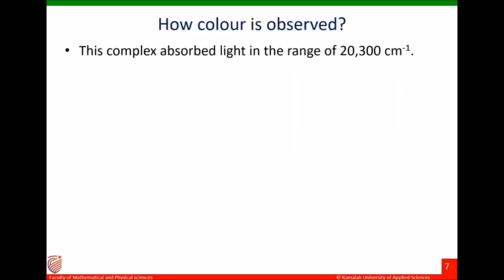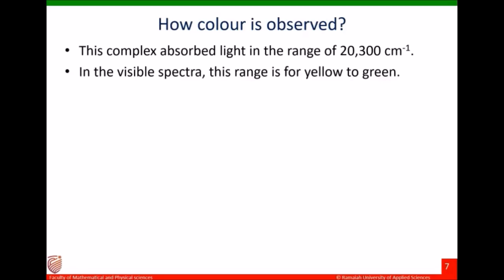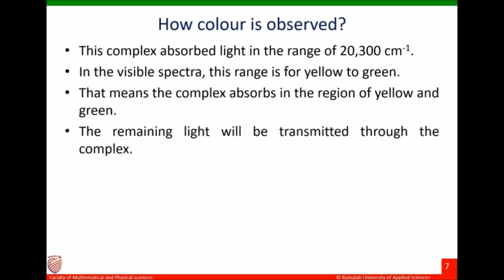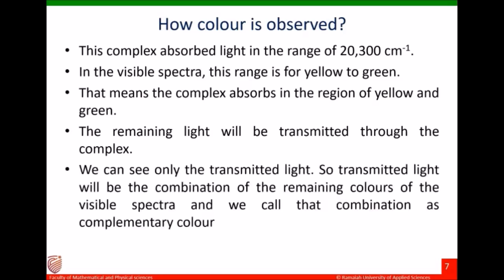Now how is color absorbed? The complex absorbed light in the range of 20,300 centimeter raised to minus 1 wave number. In the visible spectra, this 20,000 range is for yellow to green. That means the complex absorbs the light in the yellow and green region. The remaining light, except yellow and green, will be transmitted through the complex.